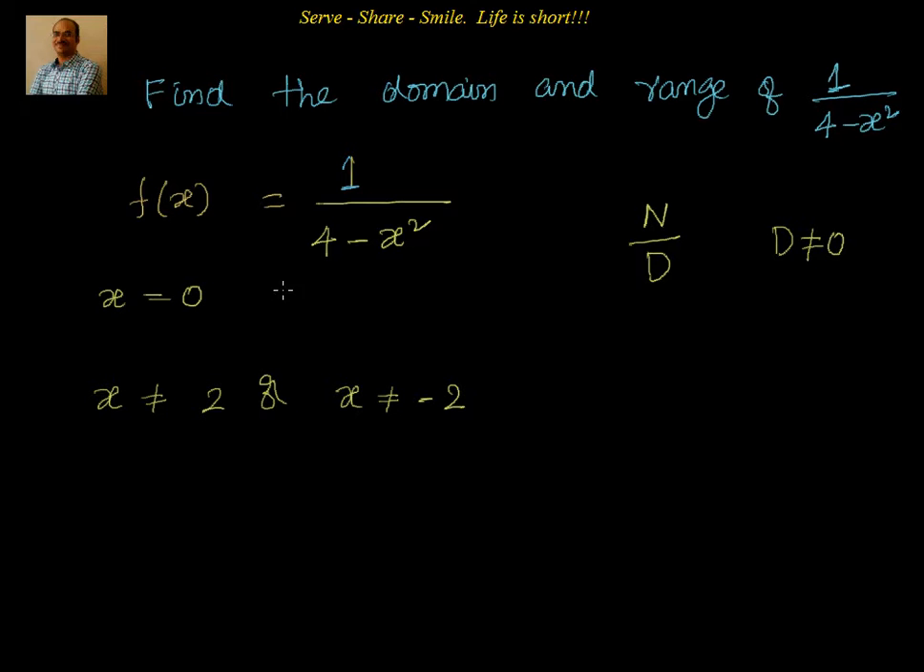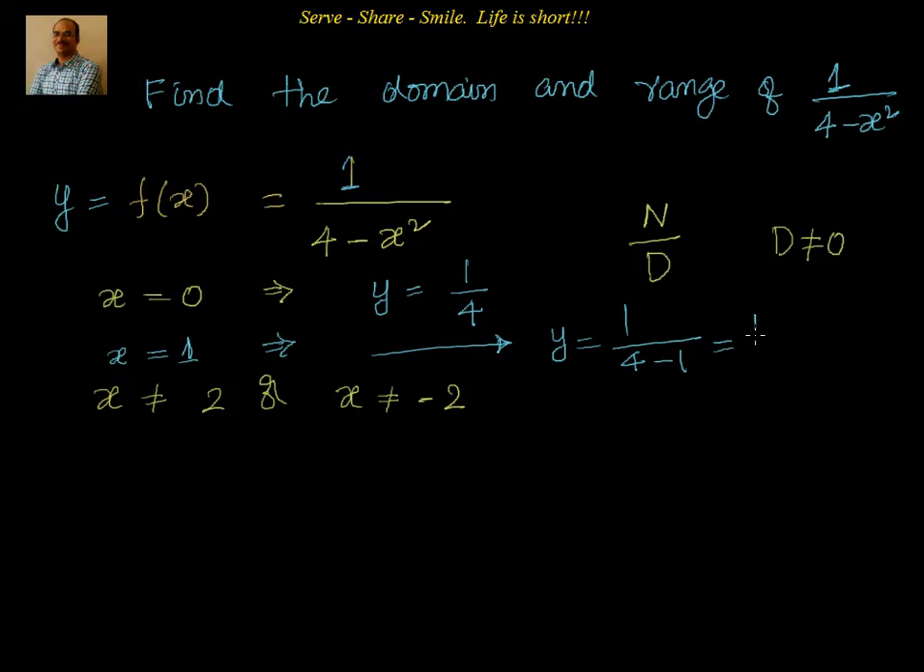Let us suppose x equal to 0. Then the y value, f of x, will be y is equal to 1 by 4. If x equal to 1, y will be 1 by 4 minus 1, which is equal to 1 by 3, which is 0.33, and here the value is 0.25. So when x equal to 0 it is 0.25, and x equal to 1 it is 0.33. You can check for x equal to 1.5 or a value near 2 like 1.99. You will see that the values keep increasing, that means we are going towards infinity. So we are starting from 1 by 4 and going towards infinity. So we know a particular section of the values of the range.